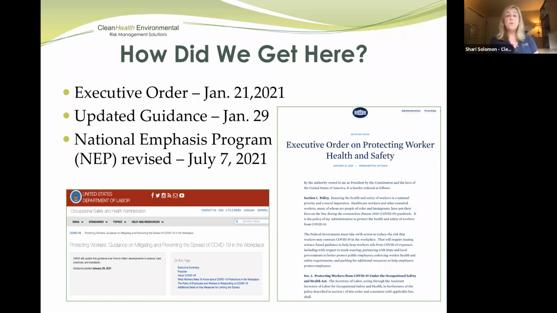So first of all, we know that the focus here with OSHA, as it always is, is the employer-employee relationship, and whether the employer has provided the proper protections for that employee. And so we know that when the new administration took over, soon after, an executive order, which you see there on your screen, focused on protecting worker health and safety, in particular with regard to COVID, was introduced.